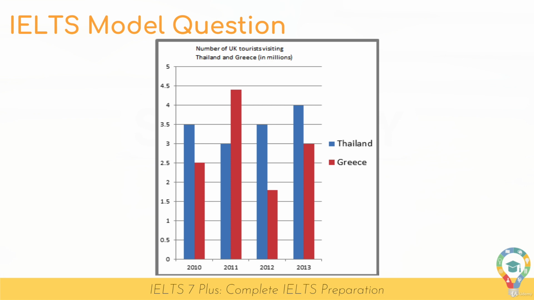Here is a typical IELTS writing bar chart. If we look at the title, it reads, Number of UK tourists visiting Thailand and Greece in millions. On the key we can see the 2 countries are Thailand and Greece. On the y-axis we have the amount given in millions, and on the x-axis we can see the 4 years from 2010 to 2013.